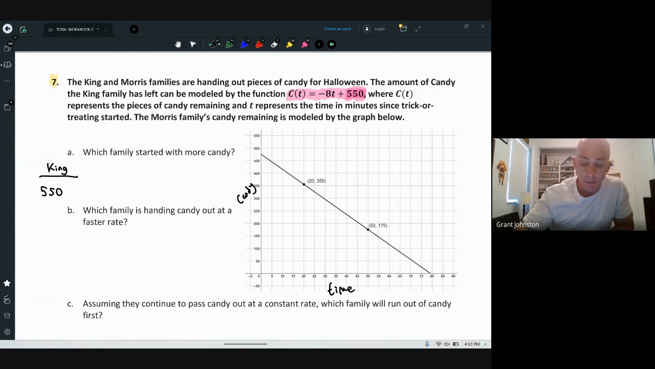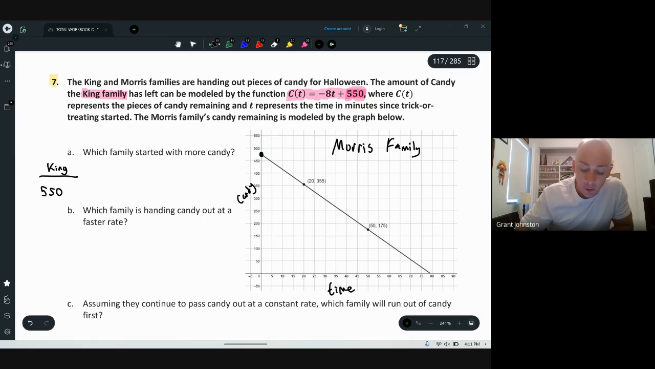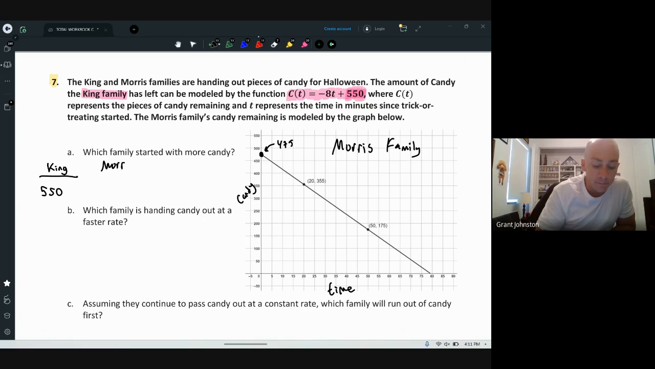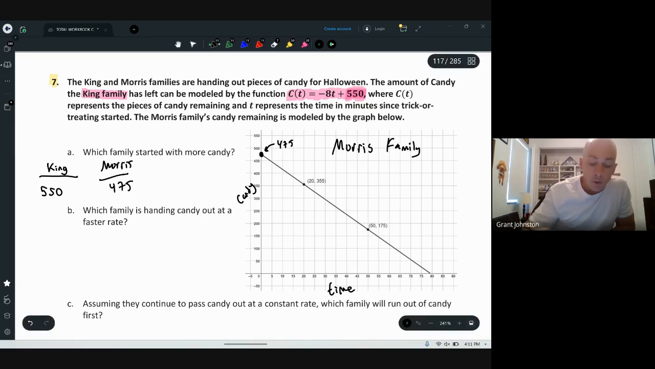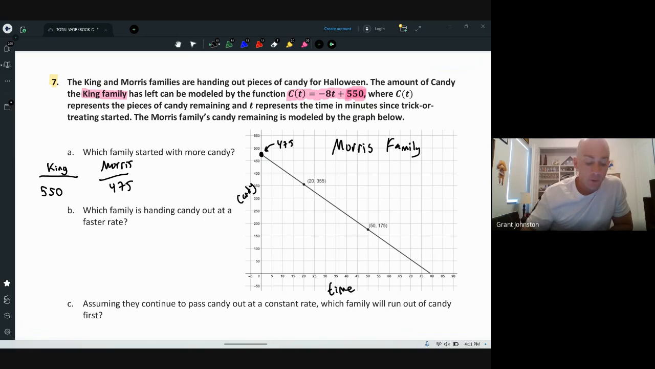And then this is, so let me highlight King family in pink. And then this graph, this is the Morris family. And the Morris family looks like they started with, if I look at the y-intercept, that's about, what would you say that's at? So 450 and 500 in between those two. That would be at 475 about. So which family started with more candy? We'd go with the King family because they started with by 50.